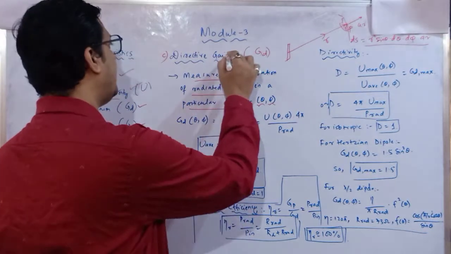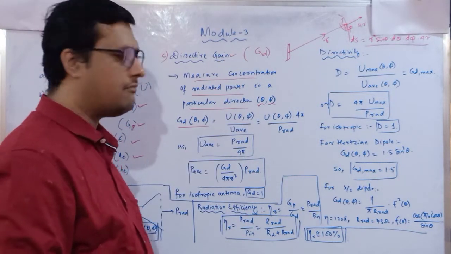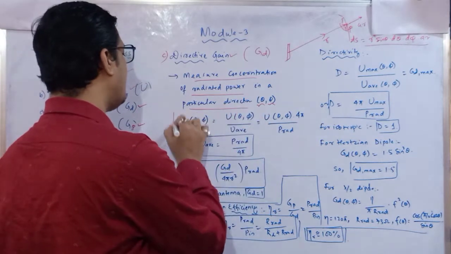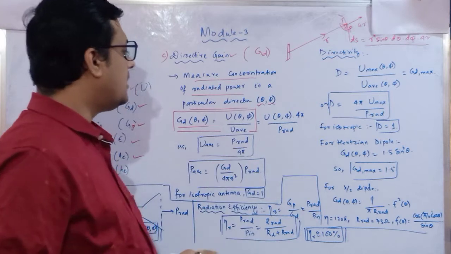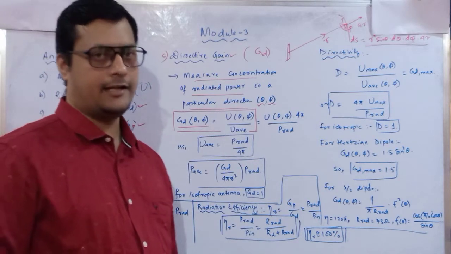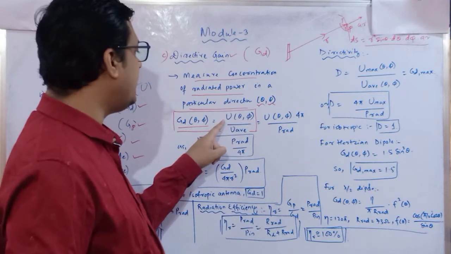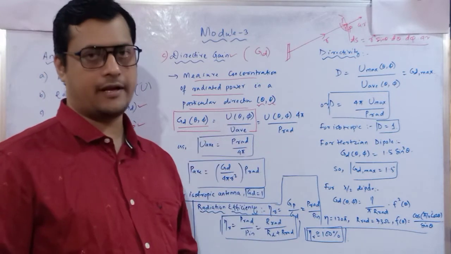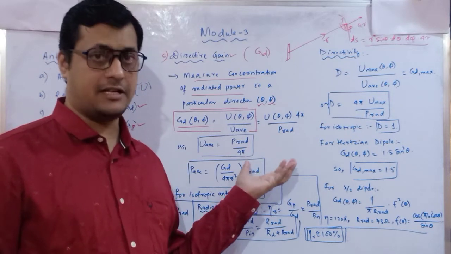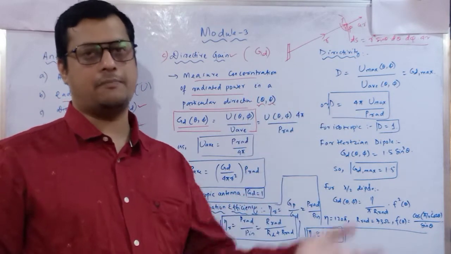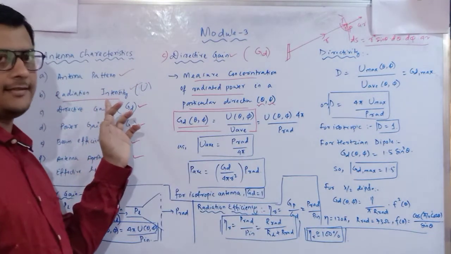So what is the directive gain? Directive gain G_D of theta comma phi must be equal to the radiation intensity to the average radiation intensity. Radiation intensity means U of theta comma phi, divided by the average radiation intensity. What is the average radiation intensity? It is the radiated power divided by 4 pi. That we discussed last class, this U, radiation intensity.